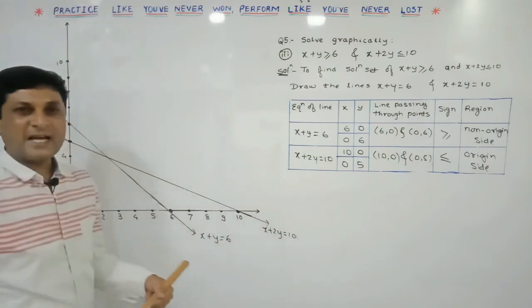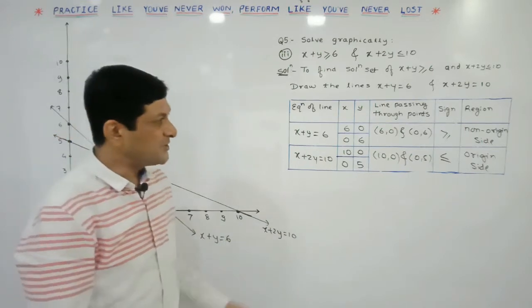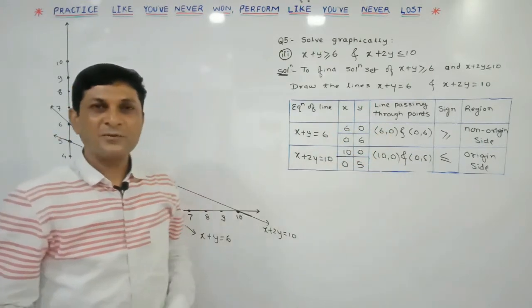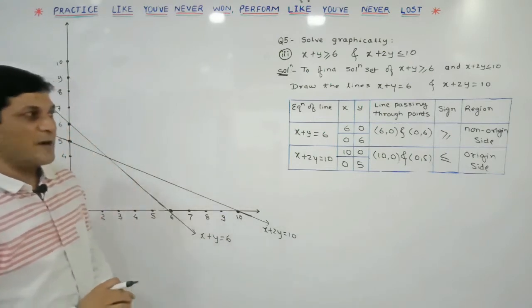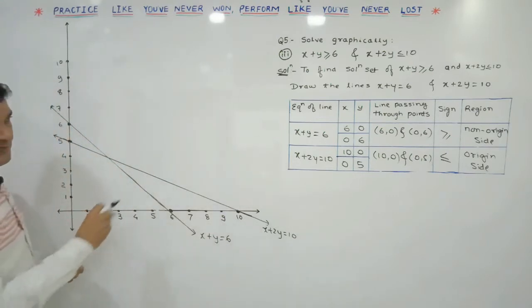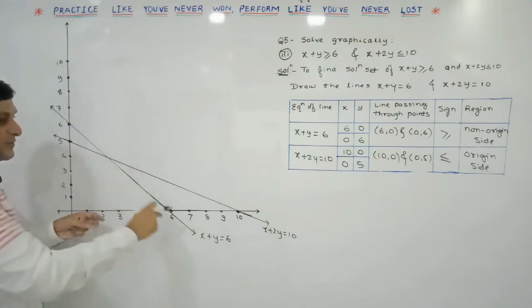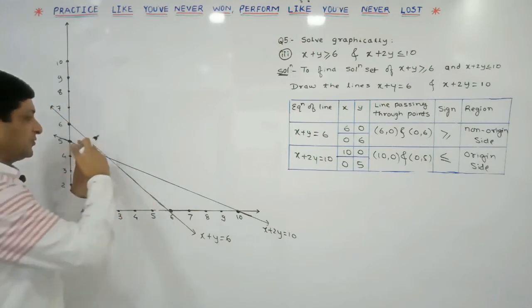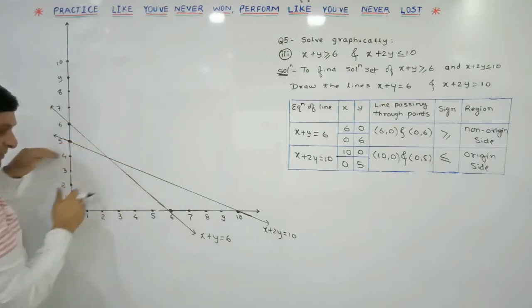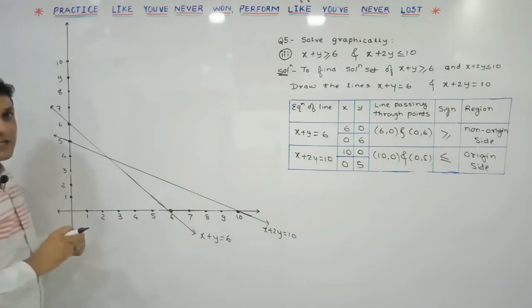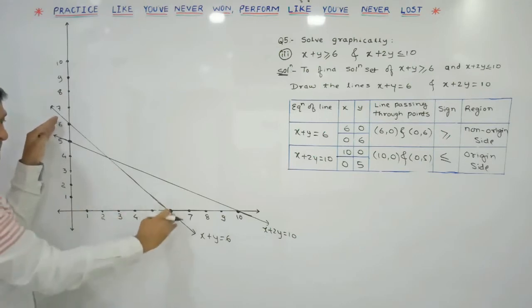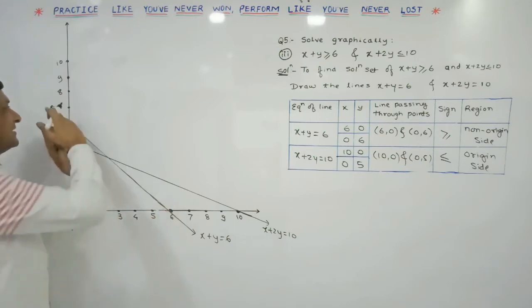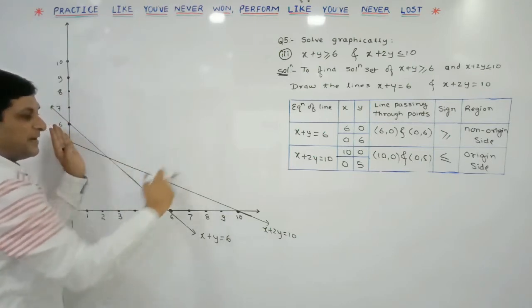Once both the lines are constructed, then observing these inequalities we have to find the solution set. For the first line, x plus y is equal to 6, greater than or equal to means the non-origin side. This will be the origin side part. The origin side part is not our solution set, so all the part on this origin side will get deleted. The non-origin side part will be our solution set.